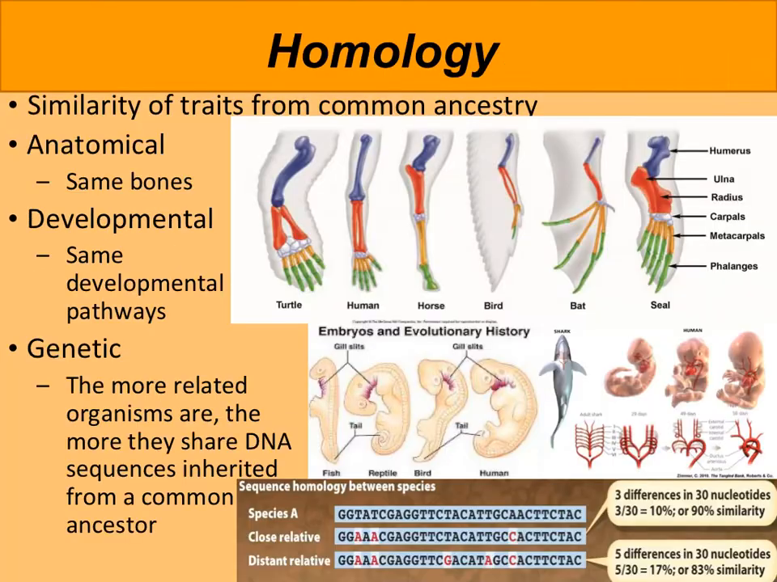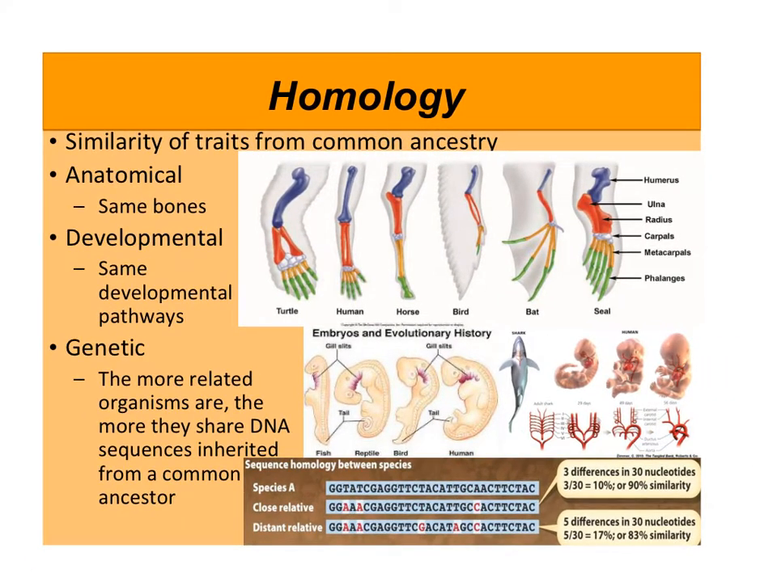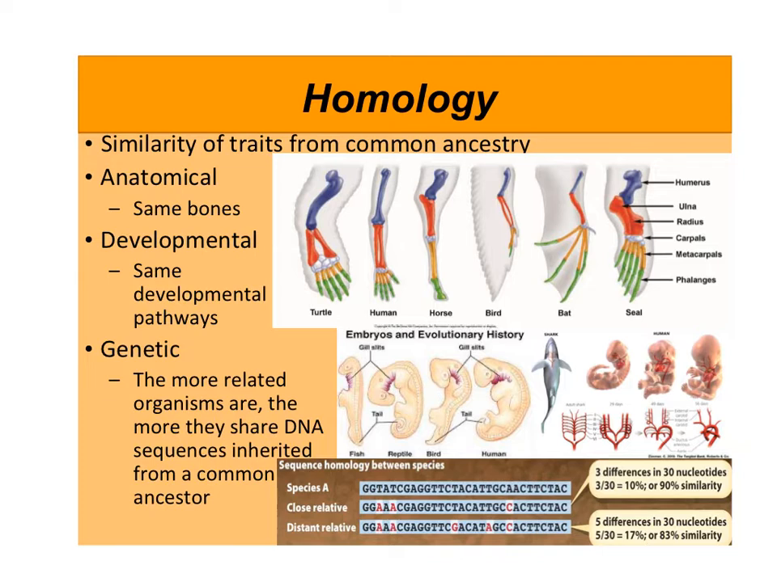Okay, so let's take a look at this. So, homo means same. Homology means similarity in traits from common ancestor. Okay, so these are all tetrapods. That means they're land animals and/or semi-aquatic, and they all have the same bones in their limbs. So the blue is humerus. They all have a humerus, whether it's a turtle, a human, a horse, a bird, a bat, and a seal.